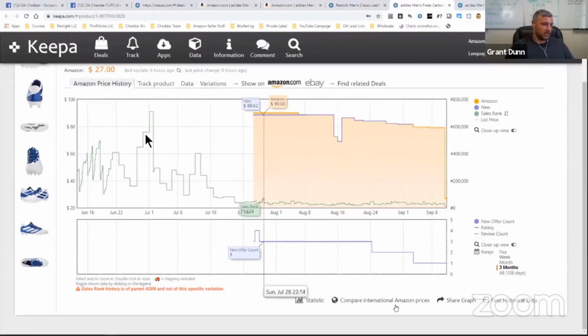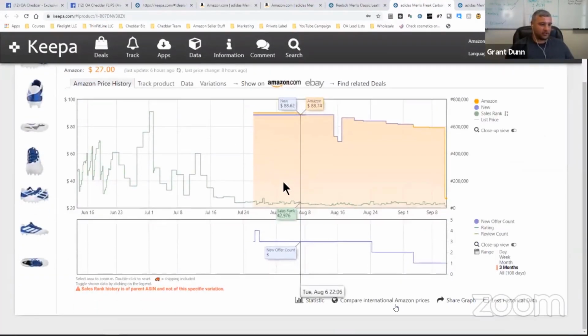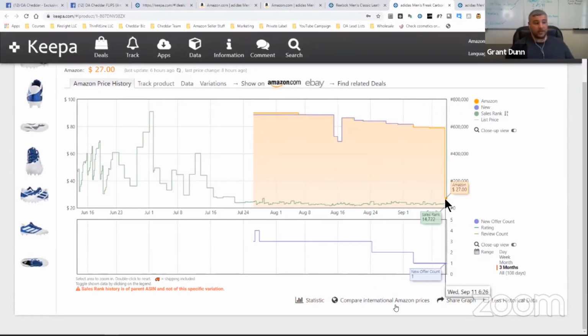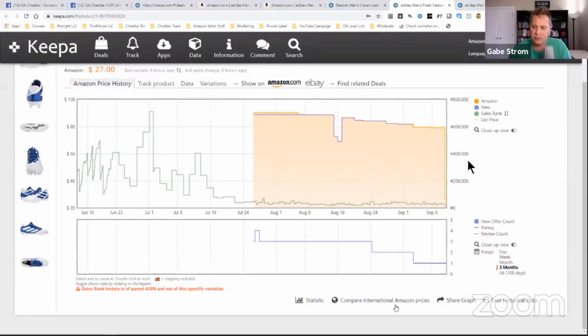I like the way this is looking. Again, it's another one of those Adidas Men Freak shoes, but you're watching the offer count drop. This is third-party sellers, most likely going out of stock. And then you can buy it for $27. That's attractive. Let me go back just real quick. On that bottom chart, you're saying there's two third-party sellers, 3 and then 2 and then 1. Yep.